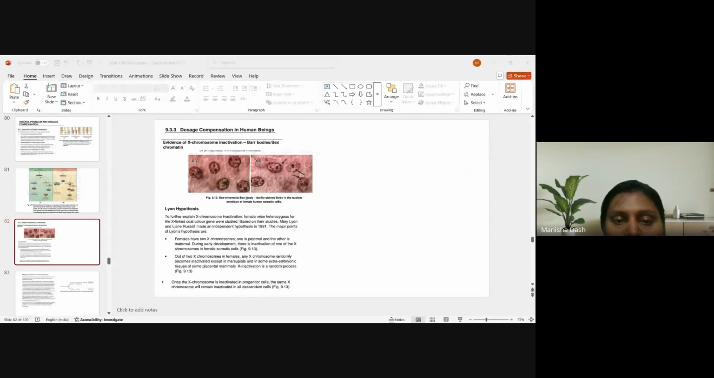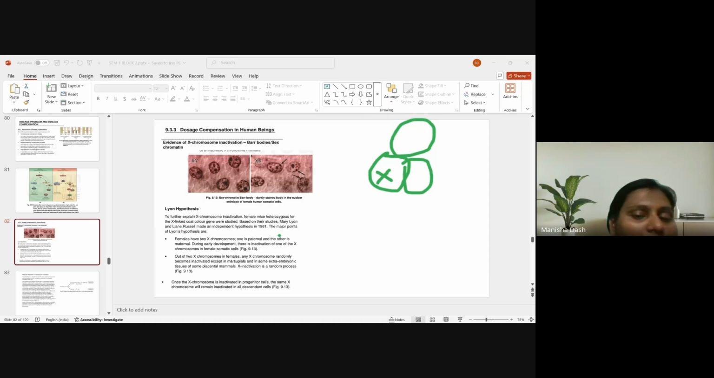It means if this is the zygotic stage, let's say the embryo has now become multicellular. So this is the X chromosome. I will be using two colors.